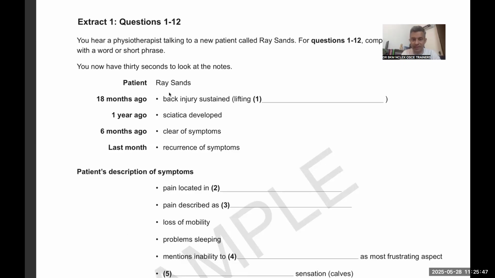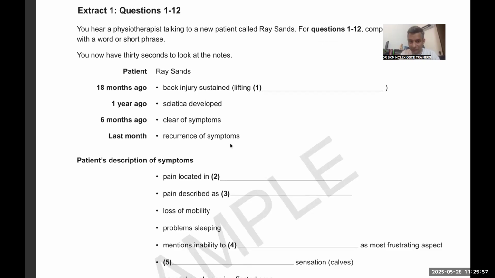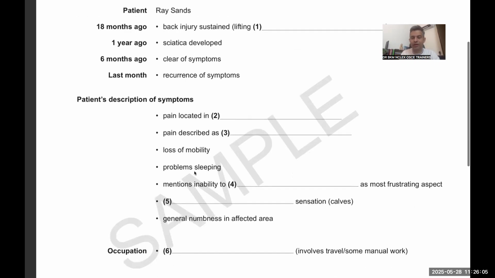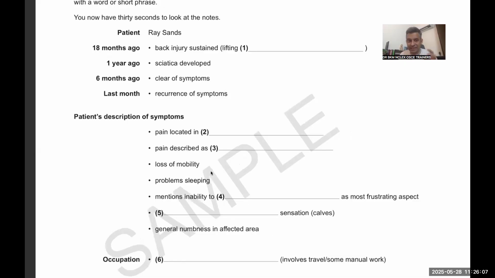If you understand: patient recent, back injury sustained lifting, sciatica developed. So now we understand the topic is sciatica. Clear of symptoms, recurrence of symptoms, patient's description of symptoms, pain located in disc, pain described as dash, loss of mobility, problem sleeping. That means the patient is recent and she's talking about her problems. So we have to create notes. 18 months ago, back injury sustained lifting, she must be lifting something heavy.